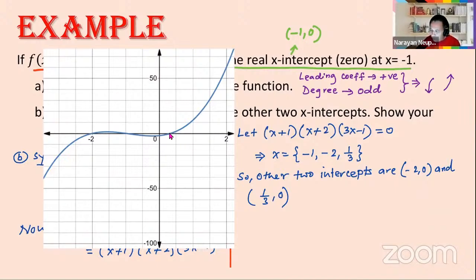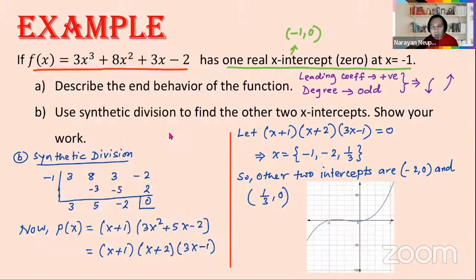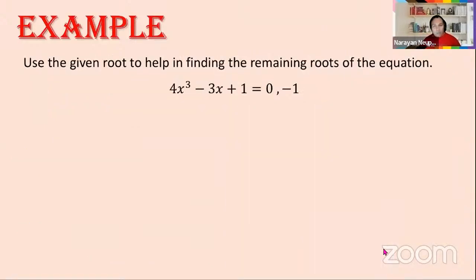So you can clearly see we can always verify our work using the graphs, because graphs are a very powerful tool to understand any function. And also in the first part, when we described the end behavior, we said that the left end of the graph will go down. You can see here the left end going down and the right end of the graph will go up, as mentioned here. Okay, let's move on to the next one now.